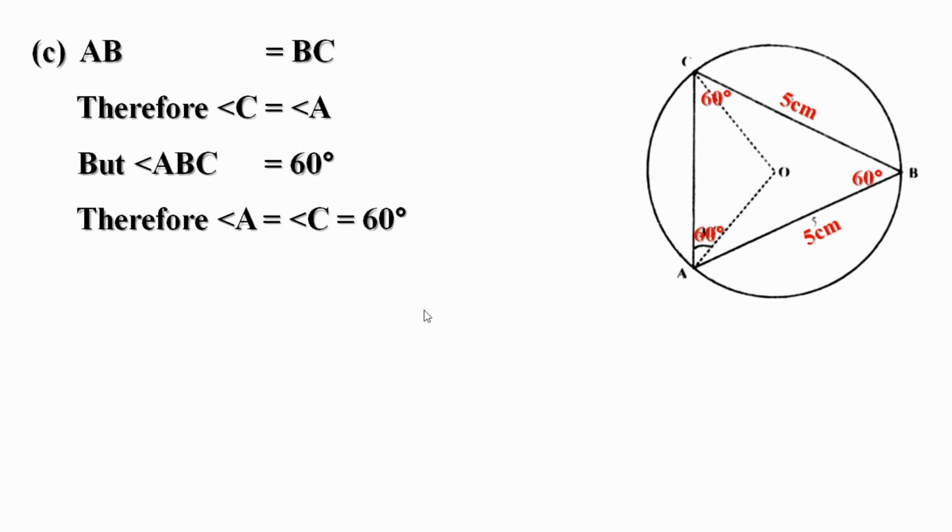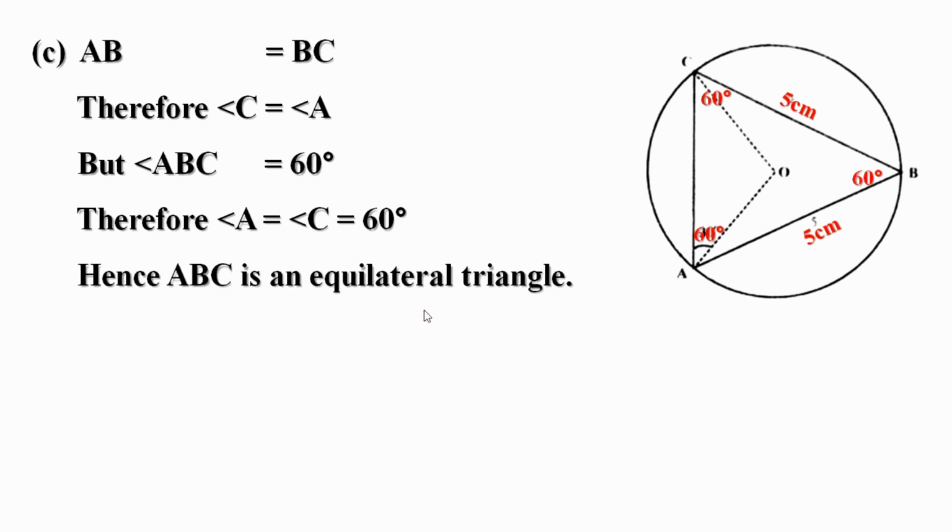Now see the triangle ABC, all the three angles are 60, or equal. So it's an equilateral triangle. That means the third side is also equal. So AC equal to 5 cm.